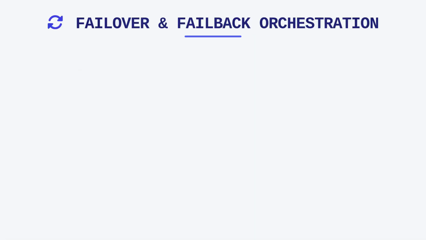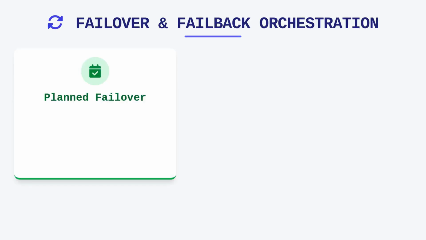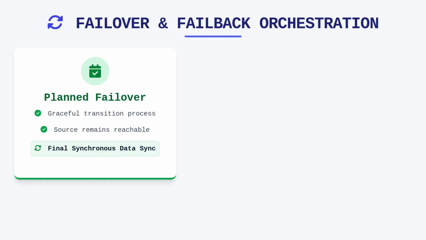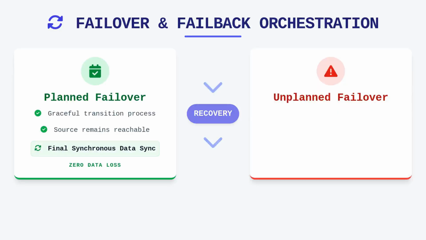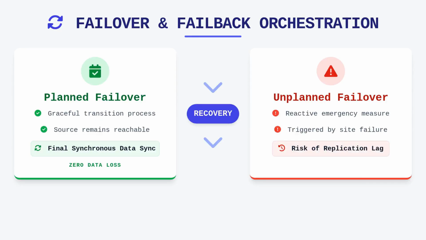Finally, we must consider the nature of the failover and the subsequent return to production, which we call failback. Planned failover is a graceful transition where the source environment remains reachable, allowing for a synchronous final sync of data before the secondary site takes control. Conversely, an unplanned failover is a reactive measure taken during an actual site failure, where data loss might occur depending on the replication lag at the time the incident started.